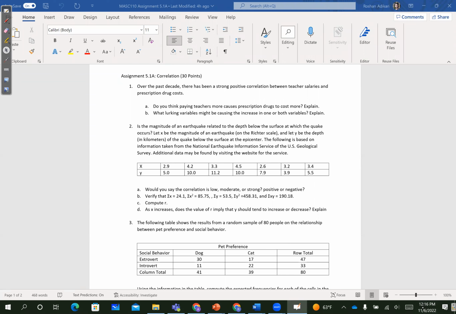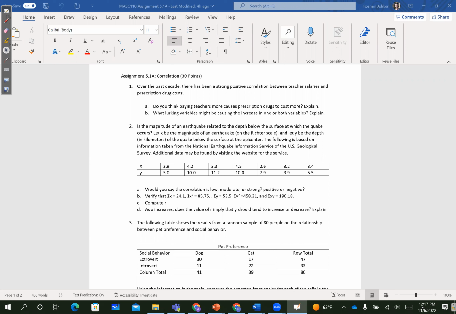So that's part A. Part B, what variables might be causing the increase in, now in this case, think about this, teacher salaries and prescription drugs cost, they both increase, right? So it may be another case, for example, economy, some problem in economy or things like that. So it's a conceptual and understanding question, not much math behind it. Now let's go to question number 2.